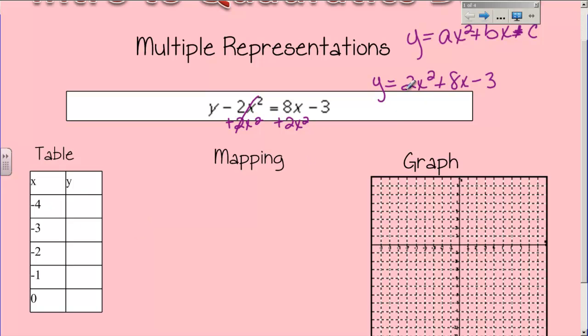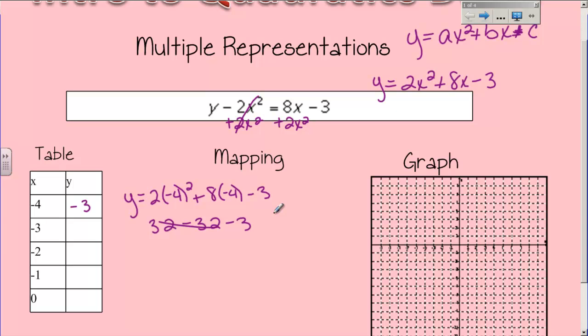So I'm going to plug in -4 into this equation. So I'm going to end up with y equals 2 times -4 squared plus 8 times -4 minus 3. Well, -4 squared is 16, and 16 times 2 is 32. 8 times -4 is -32 minus 3. Well, these cancel, leaving me with -3, so y equals -3. So why don't you take a break for just a second and then come right back and we'll finish.